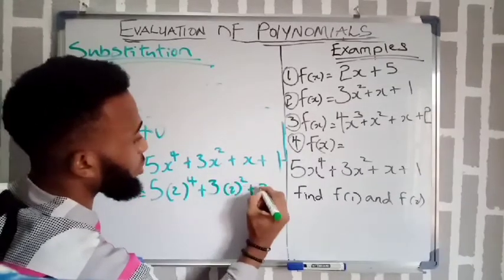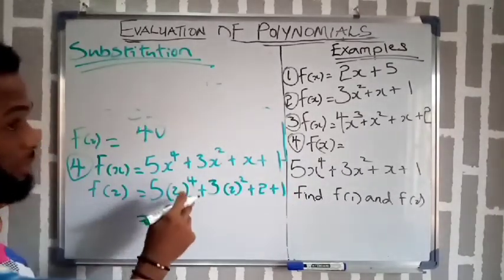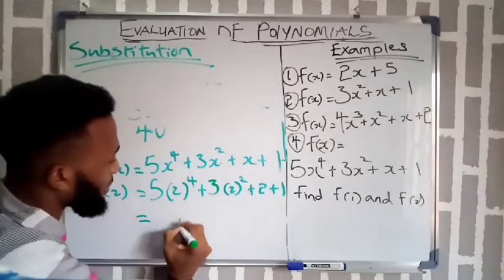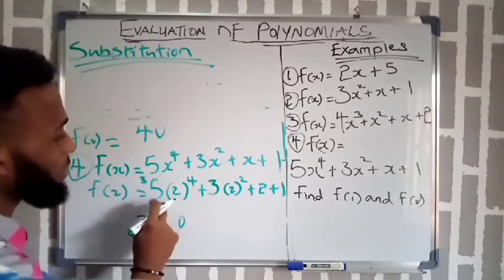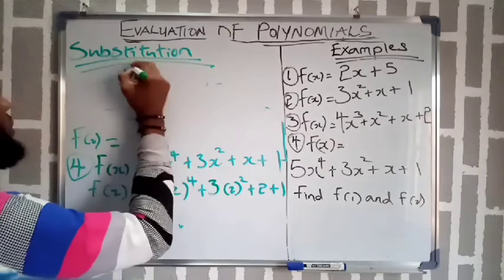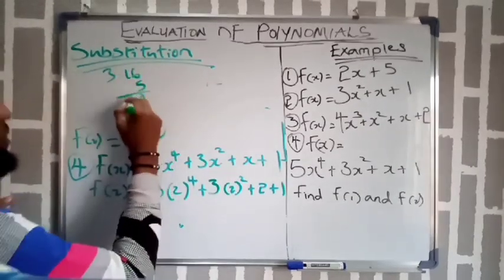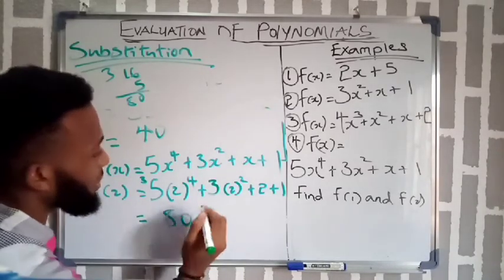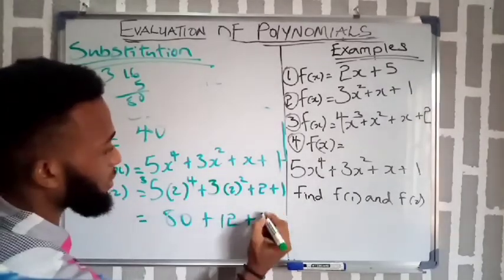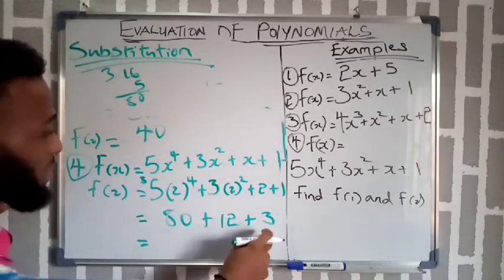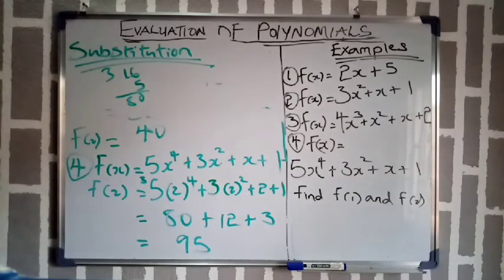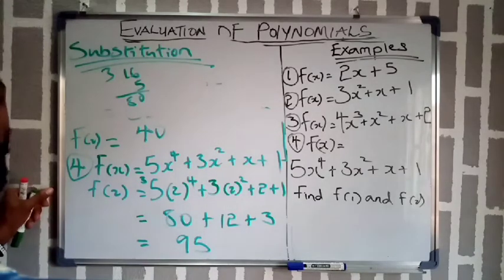This is 2, this is square, this is 2, this is 1, and then 16 multiplying 5. So 80 plus 12 plus 3, then this is 92, then this is 95. That's all, as simple as that.